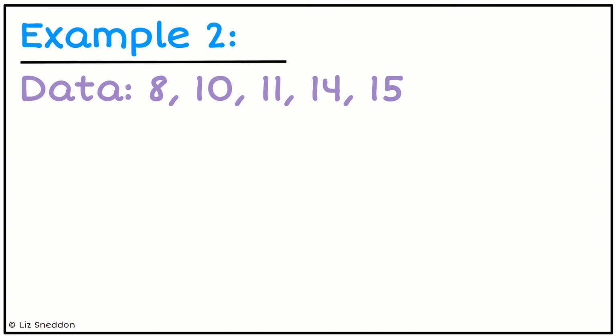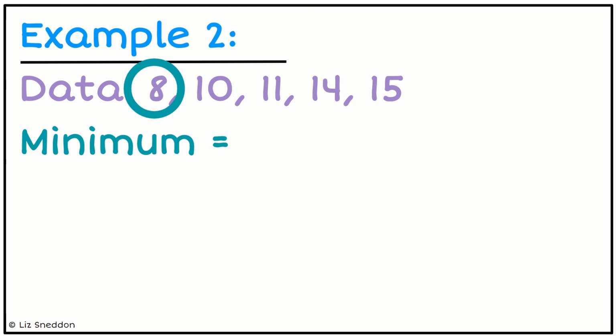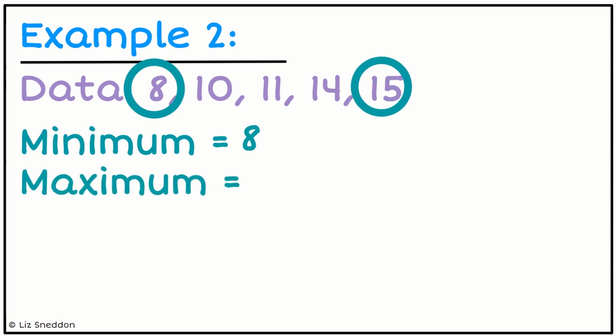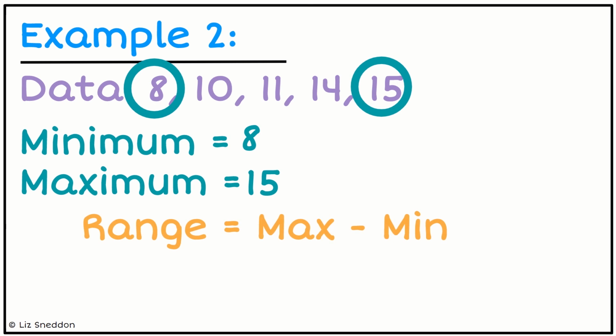So let's start with our range. So let's find our minimum, the smallest number, which is 8. And our maximum, our largest number, which is 15. So our range is that maximum minus the minimum. 15 take away 8. And that leaves us with an answer of 7.